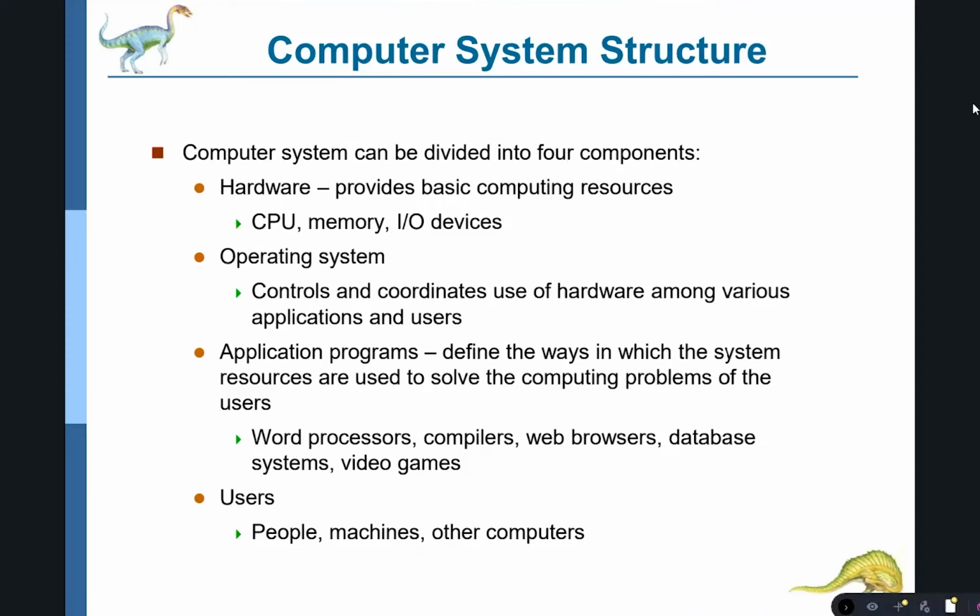Okay, so now let's talk about some basic keywords that we're going to use throughout this course. First one is hardware. Hardware is the components of the computer that you can see and touch. They're physical, and they provide basic computing resources. For example, the CPU is the central processing unit, and that's where the processing happens. It executes the programs and the actions and whatnot.